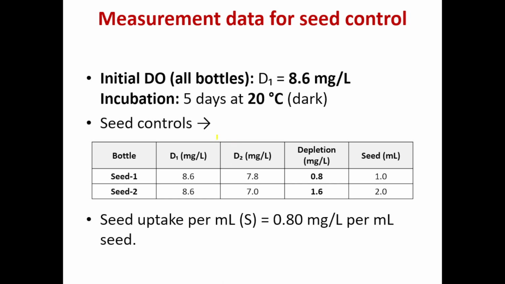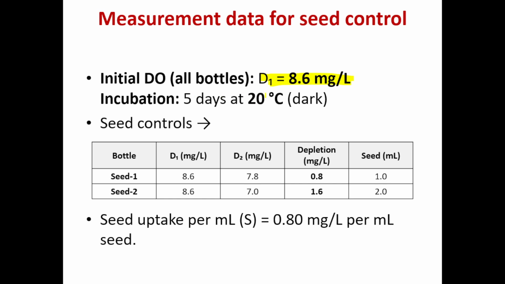And we checked initial DO of all bottles. We assume that initial DO is 8.6 mg per liter. It may differ a little bit. For example, in some cases it can be 8.6, 8.5, 8.4, 8.7. So we have assumed that initial DO is 8.6 mg per liter for all bottles.